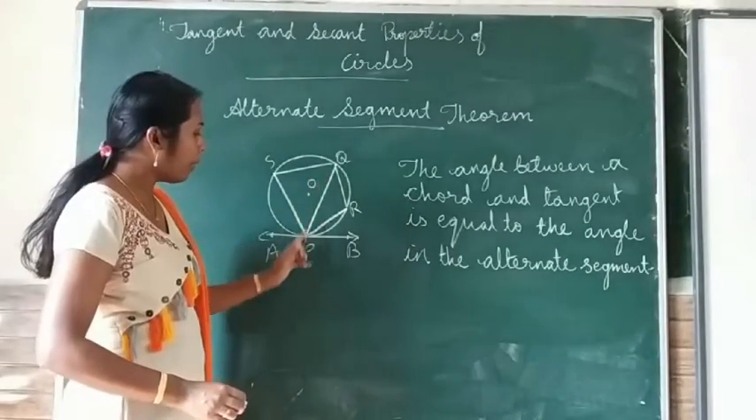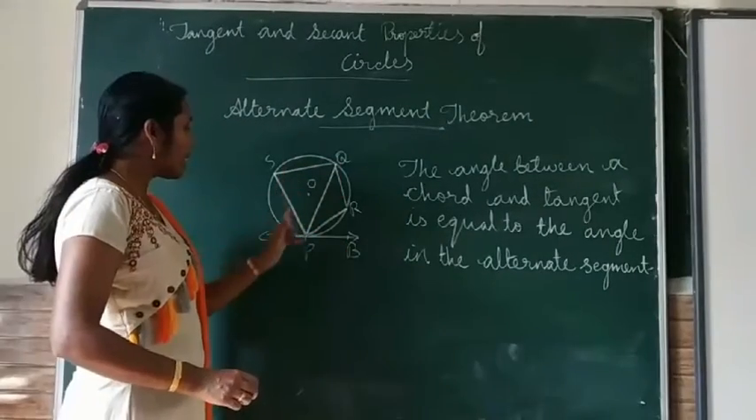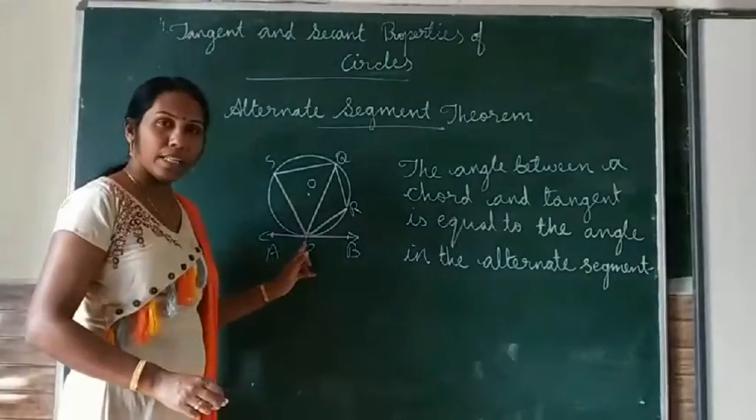Consider angle QPB. For angle QPB, QSP is the alternate segment and the angle QSP is the angle in the alternate segment.